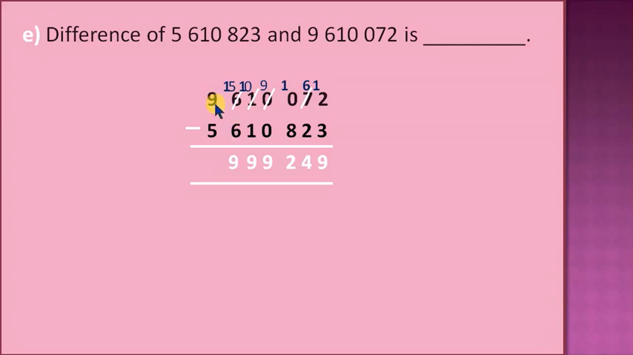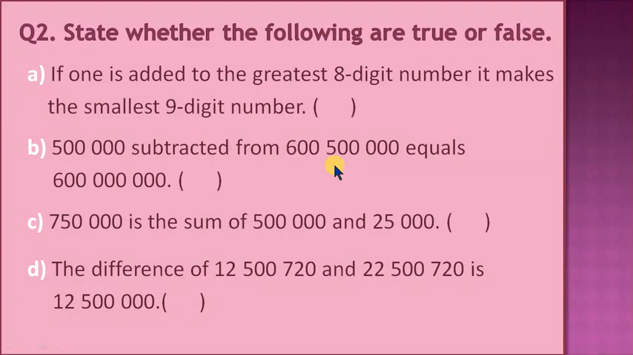Now here what is the value? 9 or 8? 8. 8 minus 5 is 3. Now the answer is 3,999,249. That is your answer. Now comes to question number 2.